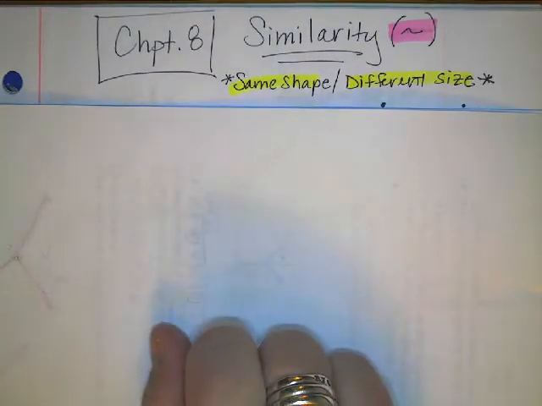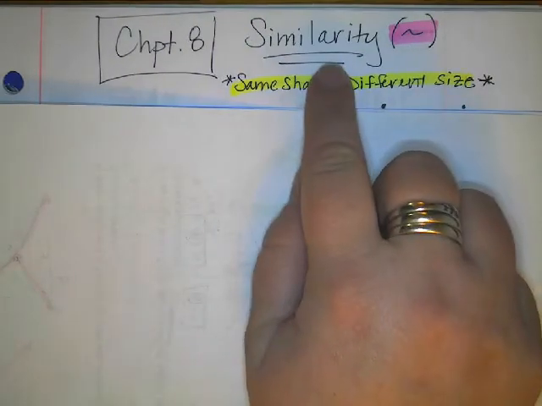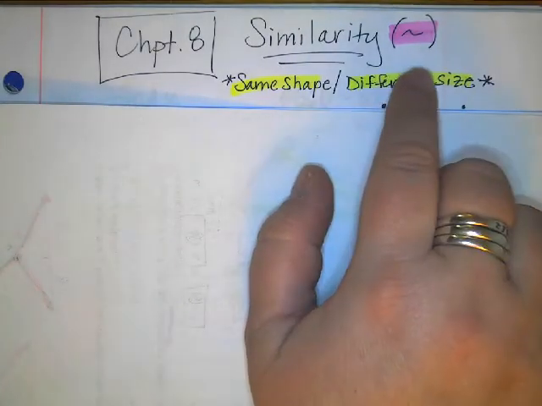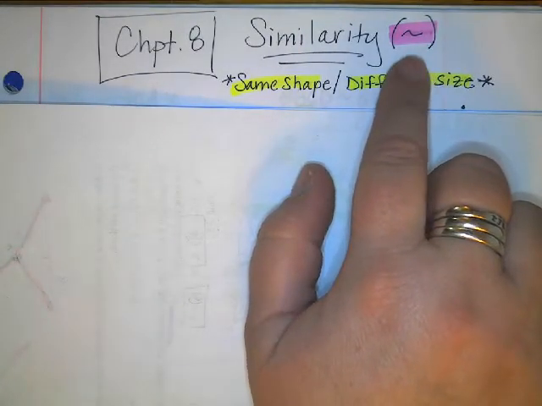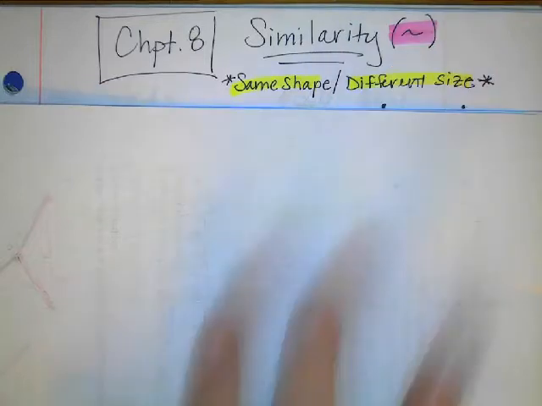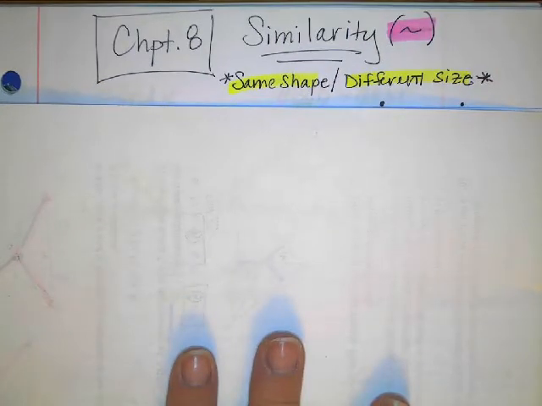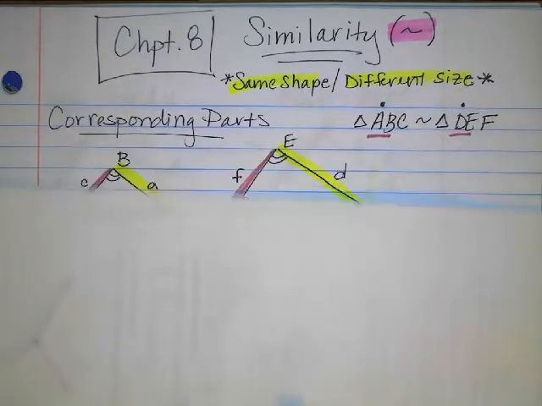In Chapter 8, the first section, we're going to start talking about similarity. And if you remember, similarity is represented by this wiggle. Similarity means it's the same shape, but it's a different size. That size is going to change.